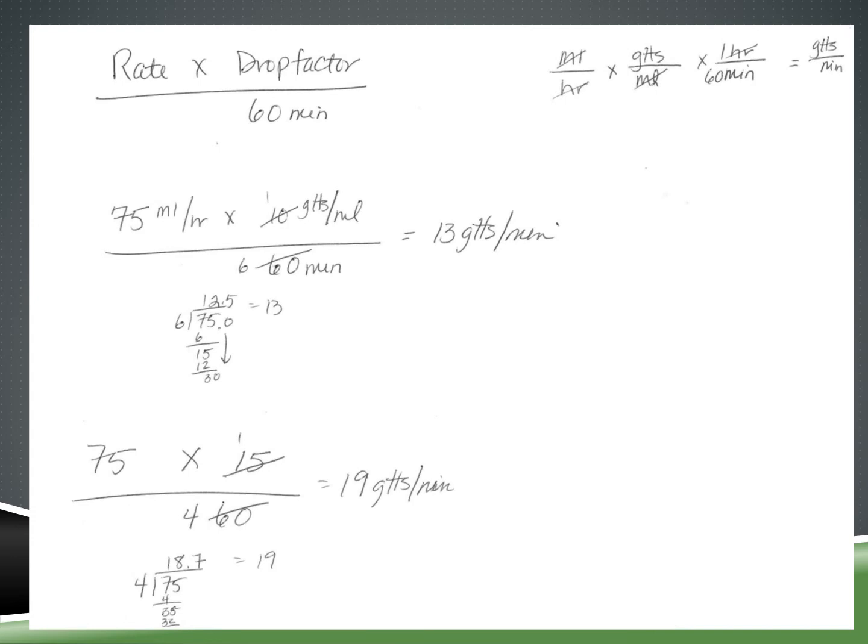So to try to simplify this before we start doing practice problems, I just wanted to show you what we're doing. We're taking the rate times the drop factor over 60, okay? Why do we do that?